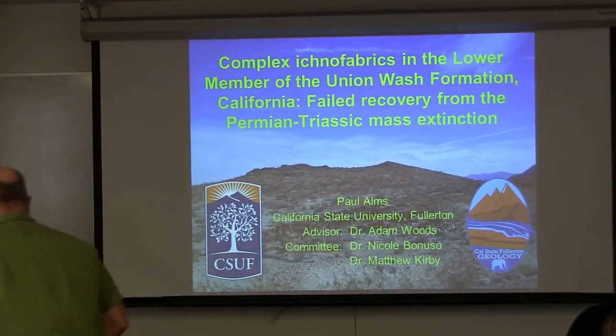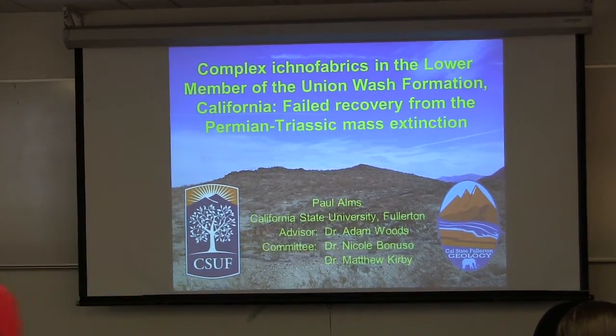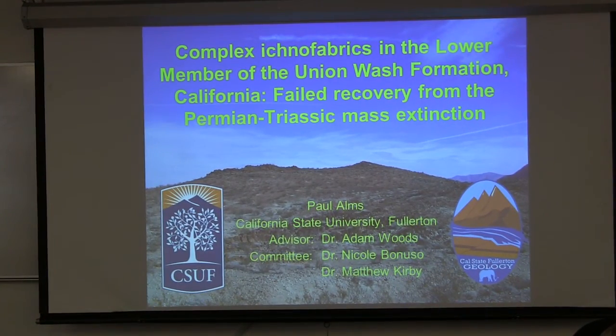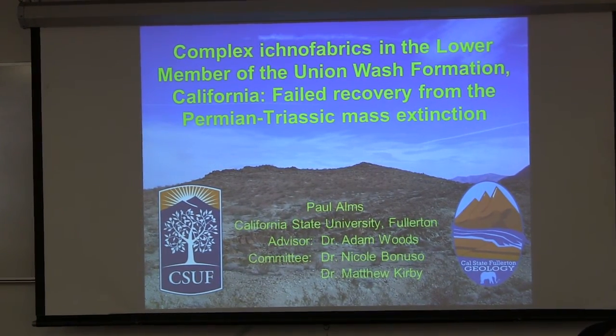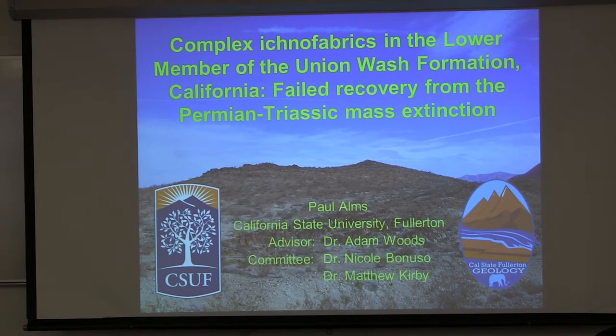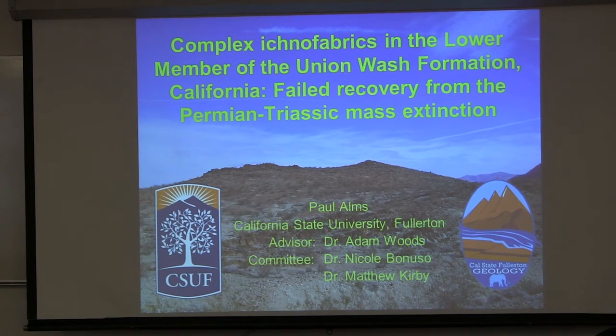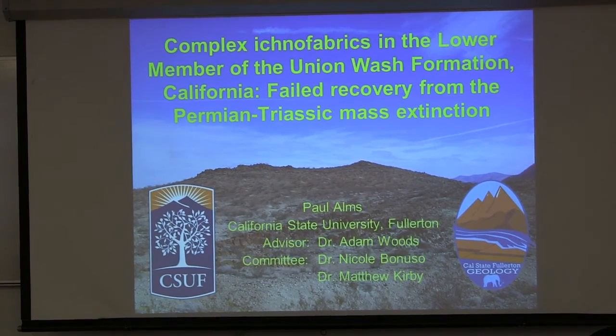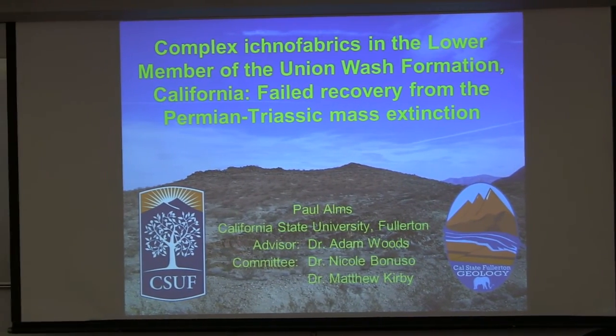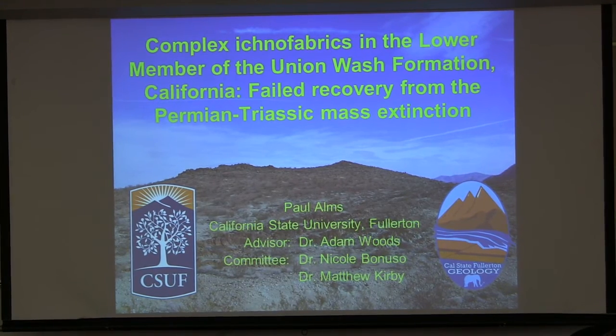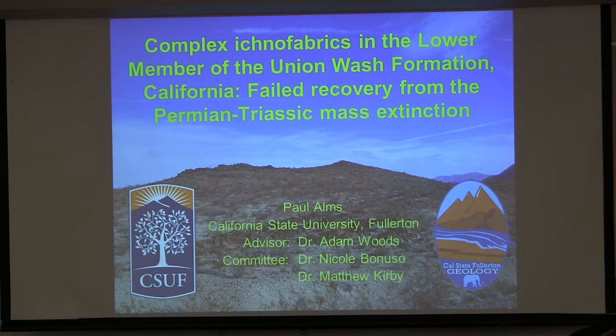Thank you, Adam. Okay, my project started with Adam wanting to look at the lower member of the Union Wash Formation strata. When you look at the USGS work on this area, the type section of the middle member is about 500 meters of strata, and the type section of the lower member is 22 meters. So when we were on our scouting mission and we went out to the Darwin Hills area, we saw this big section of lower member that did not really match the type description. So I thought it was interesting.